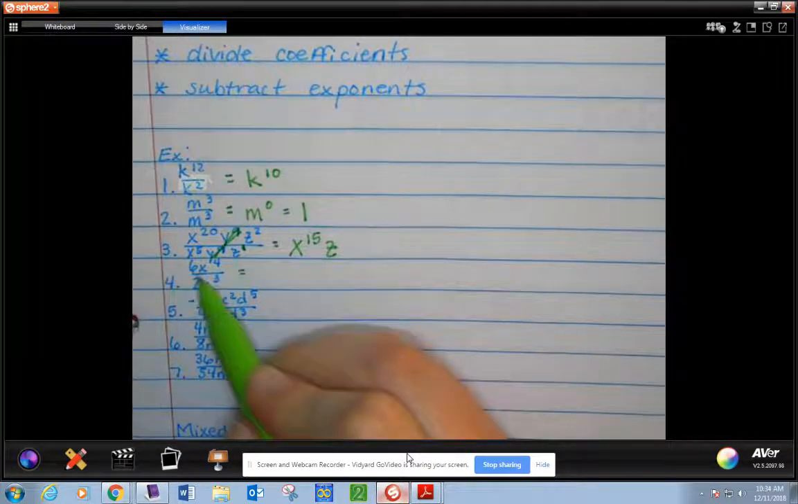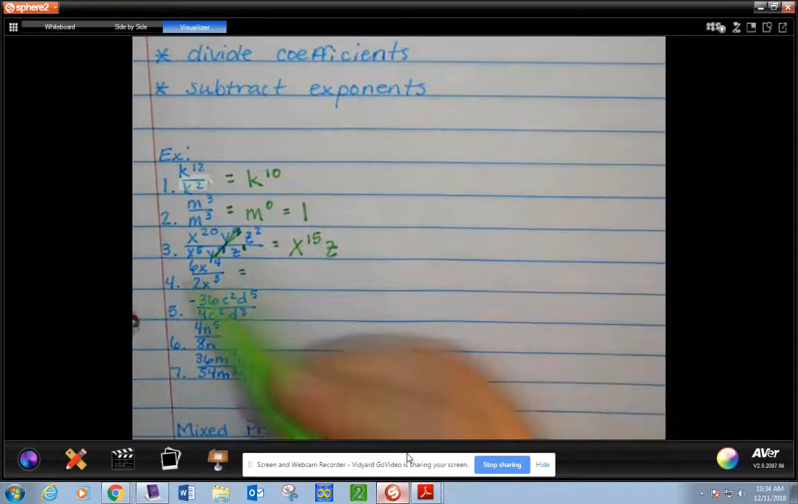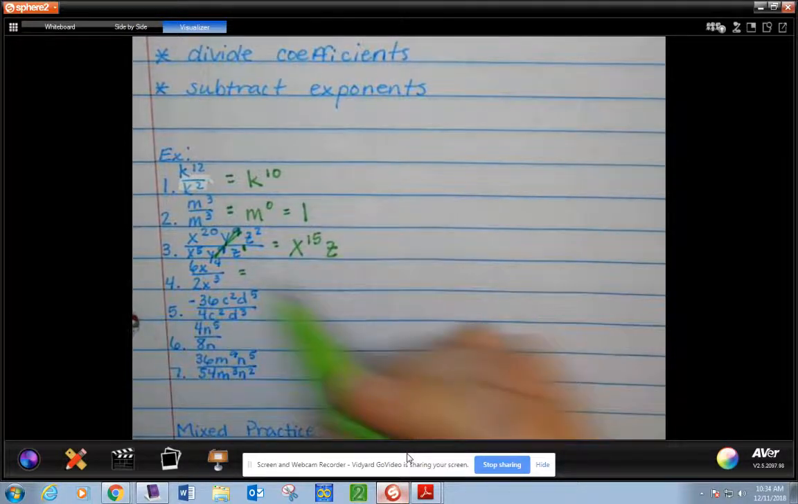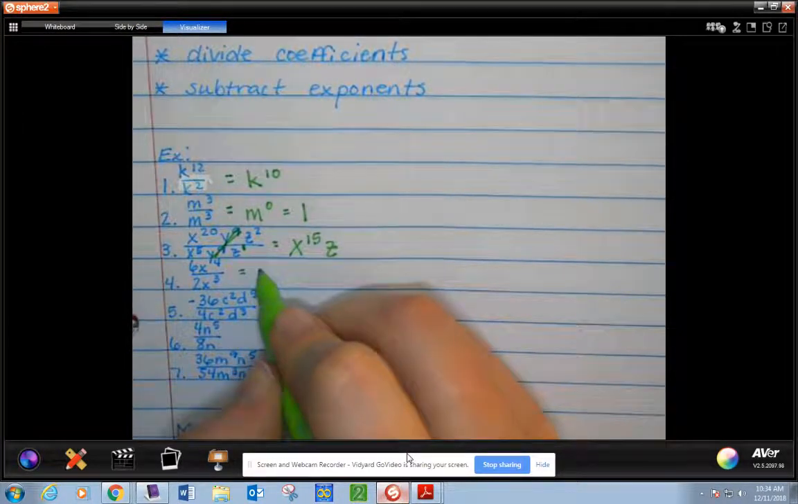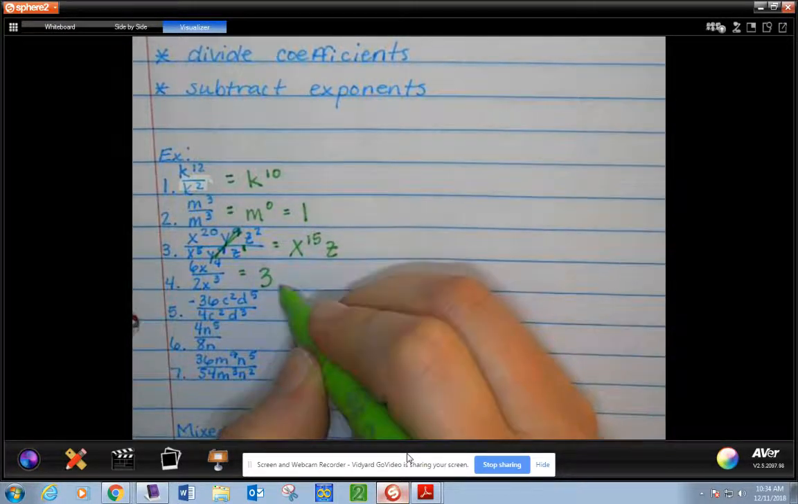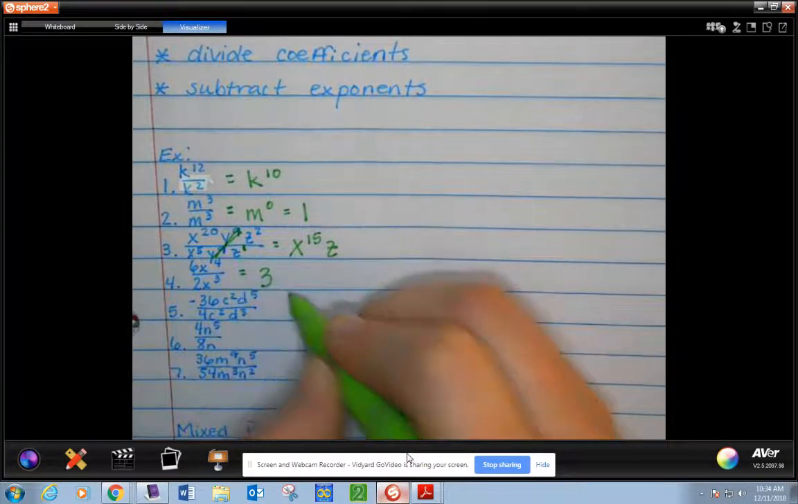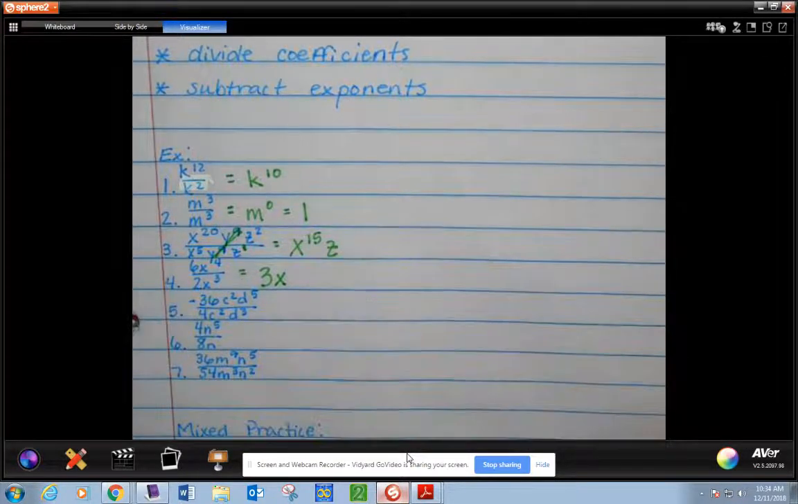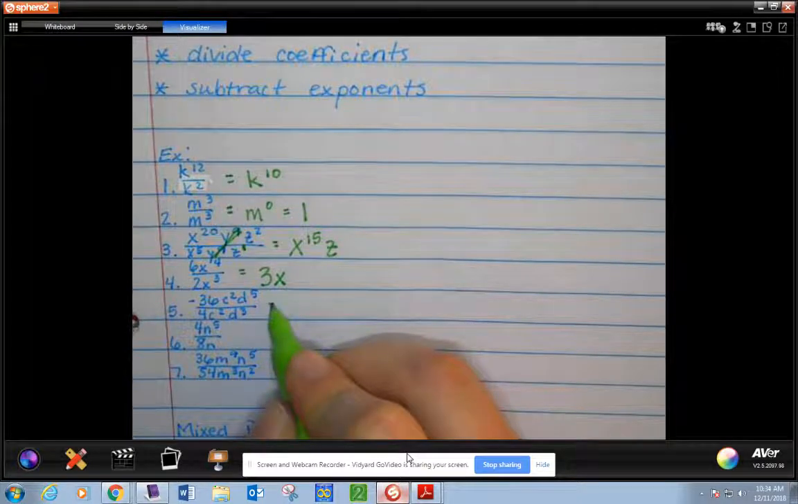Okay, I have 6x to the 4th over 2x to the 3rd. This time I have coefficients, so I must divide them. 6 divided by 2 is 3. x to the 4th divided by x to the 3rd, so 4 minus 3 becomes x to the 1st. If you want to write the first power, you can, but you never have to write that one.